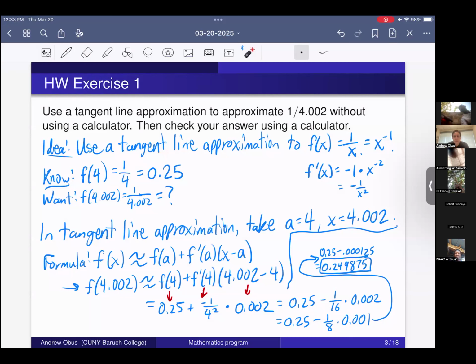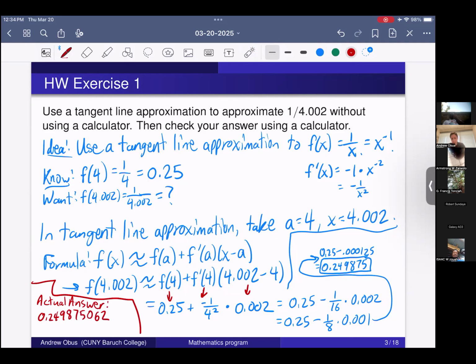And now, what's the actual answer, just so we can check? Let me see what happens on a calculator. If I do 1 divided by 4.002, I get a very, very close answer. The actual answer, sorry, this slide is going to be a little overstuffed, the actual answer is 0.249875062. So this is an amazing amount of accuracy, right?